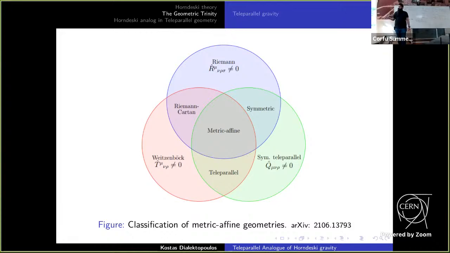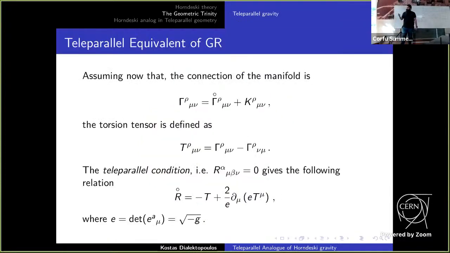All of these are three different geometric frameworks, but totally equivalent in terms of field equations to Einstein's general relativity. So yeah, the teleparallel equivalent of general relativity is again the theory which uses torsion instead of curvature. The connection of the theory is given from here, the Levi-Civita plus a contortion tensor. And the torsion of the spacetime is defined from the antisymmetric part of the connection.